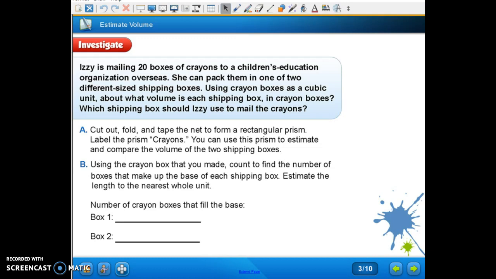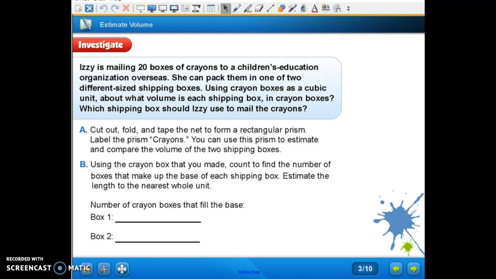Izzy's mailing 20 crayon boxes to Children's Education Organization overseas. She can pack them in one of two different size shipping boxes. Using crayon boxes as a cubic unit, about what volume is each shipping box in crayon boxes? Which shipping box should Izzy use to mail her crayons?